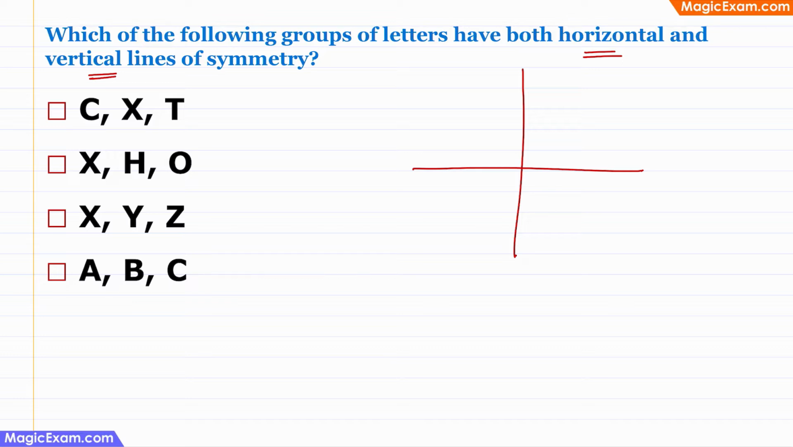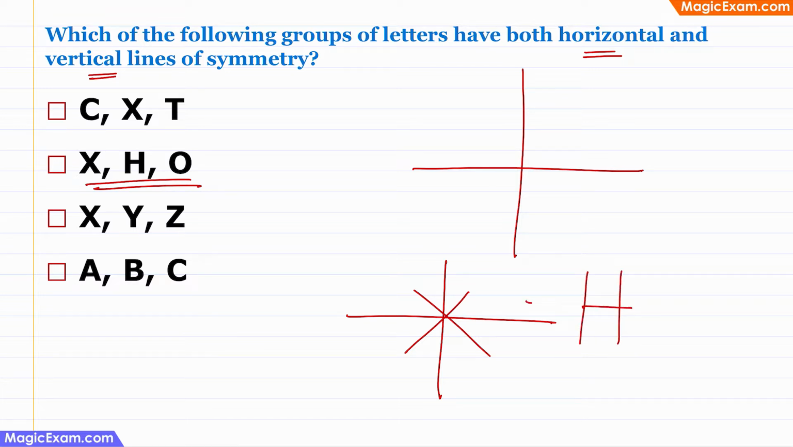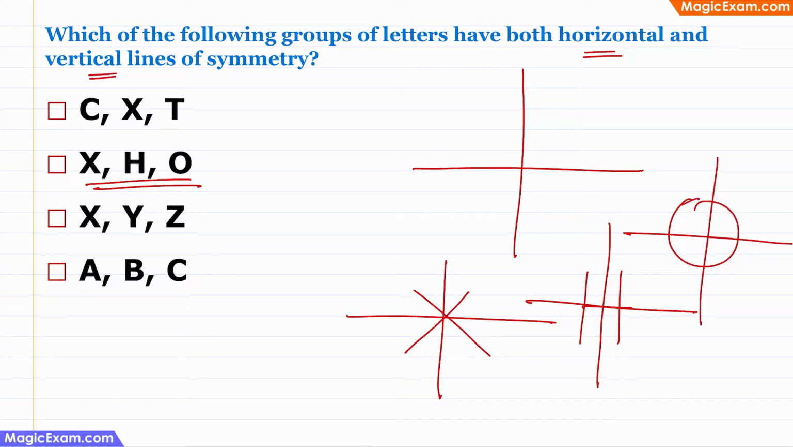So if you look at all the options, then XHO is the best answer here, because if you cut X vertically or horizontally, you will get 2 equal pieces which are mirror images. Similarly, if you cut H horizontally or vertically, you will get 2 equal but opposite, that is mirror images. And similarly, when you cut O horizontally or vertically, you will get 2 equal and opposite, that is mirror images of each other. Therefore, XHO is the best answer here.